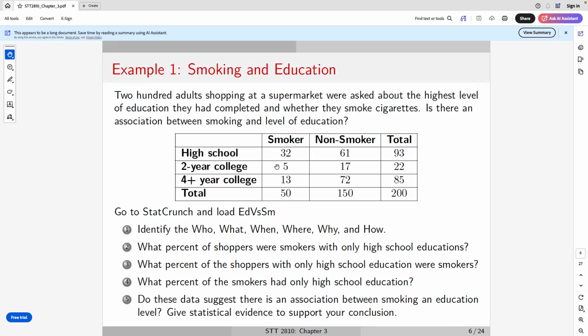And so what I want you to do now, we are going to learn how to do these computations. But before we do that, you have to be able to understand the problem. So I'm going to give you a minute to read the problem.